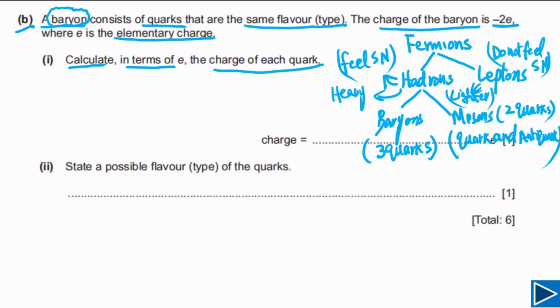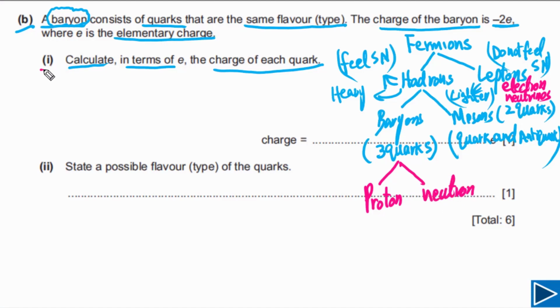Examples of leptons are electrons and neutrinos. So simply we can write down here electrons and neutrinos. So these are examples of leptons. If you look at examples of baryons, baryons consist of 3 quarks. So the examples of baryons are protons and neutrons.